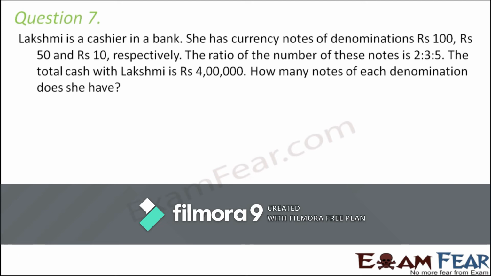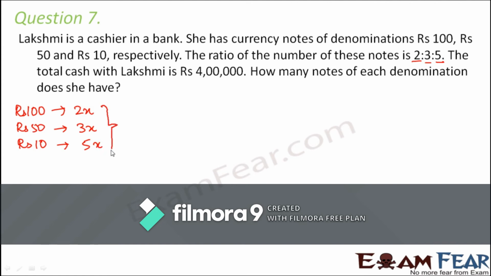So here again let us assume. So what are the 3 denominations that she has? Rupees 100, rupees 50 and rupees 10. So let us say, now since these notes are in the ratio of 2:3:5, rupees 100 is 2x, rupees 50 is 3x and rupees 10 is 5x. So that is what we have assumed. Now assuming this, what should be the total cash with Lakshmi?